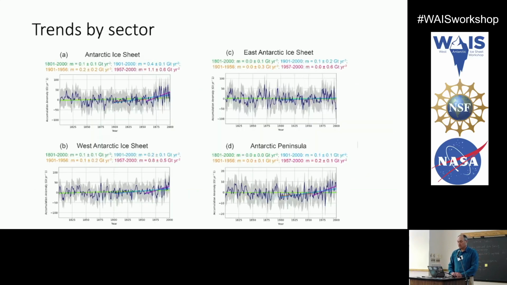So if we just quickly glance at the trends by sector, the main takeaway that I want you to have here is that East Antarctica up there in C is pretty slight. Also note that there's a big scale bar change when you go to the Antarctic Peninsula. East Antarctica is a sleeping giant: it doesn't get much accumulation, but does have a giant area.